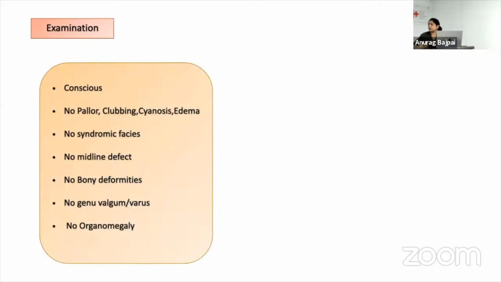So, you have a child who presents with failure to thrive and polyuria. These are the two major things. What are the things you will think of?